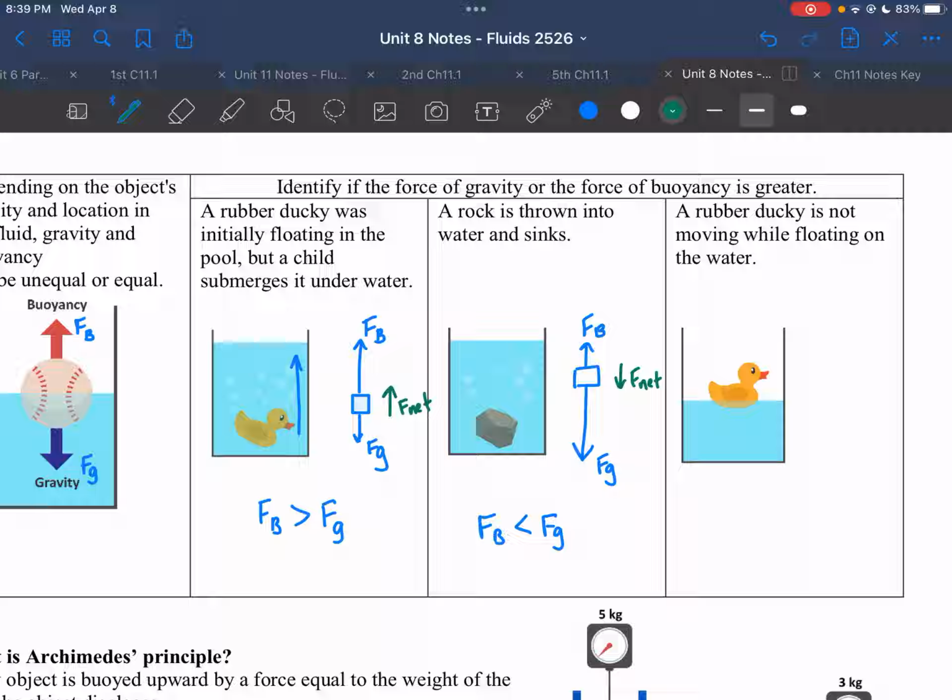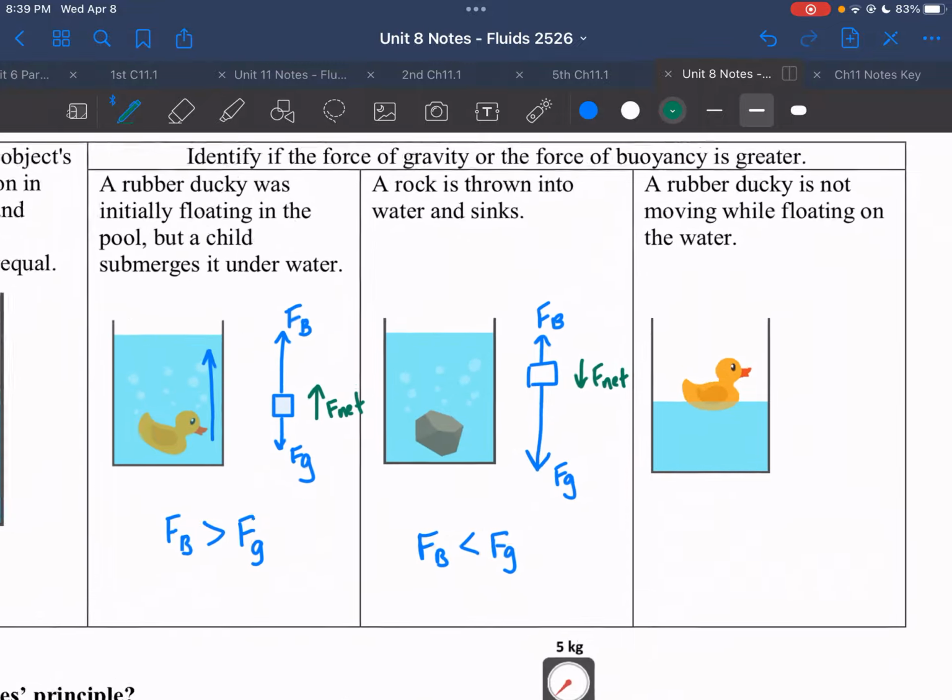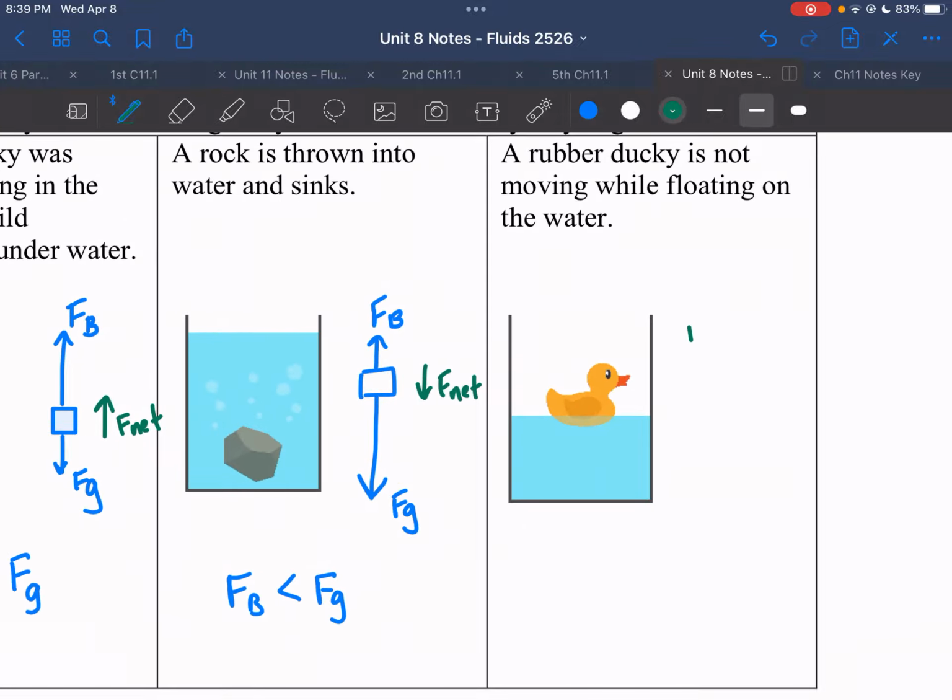Last one we have is a rubber duck that is not moving and floating on the water. If it's floating on the water, we know that the net force is 0. It's balanced. And so when we're dealing with our forces, that means that the buoyant force has to cancel with the force of gravity, because those are the only two forces acting on our little rubber duck.